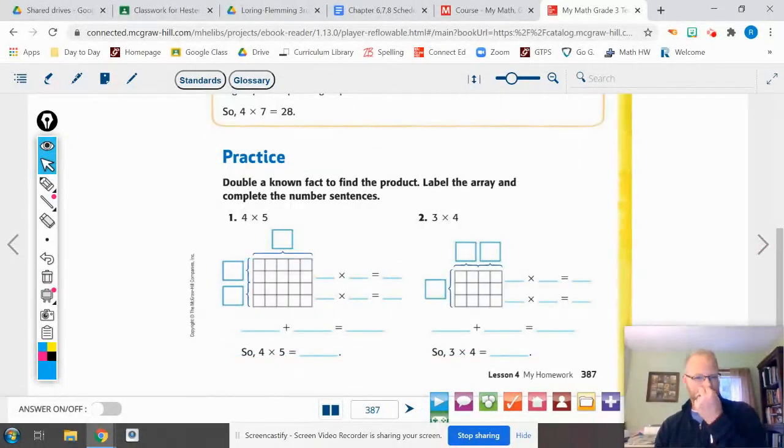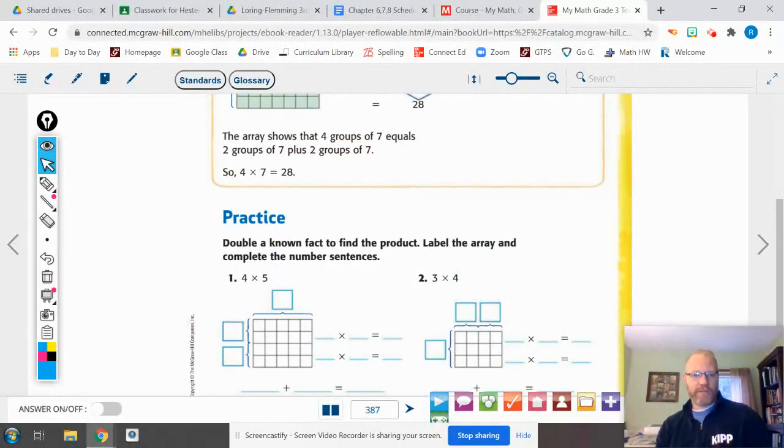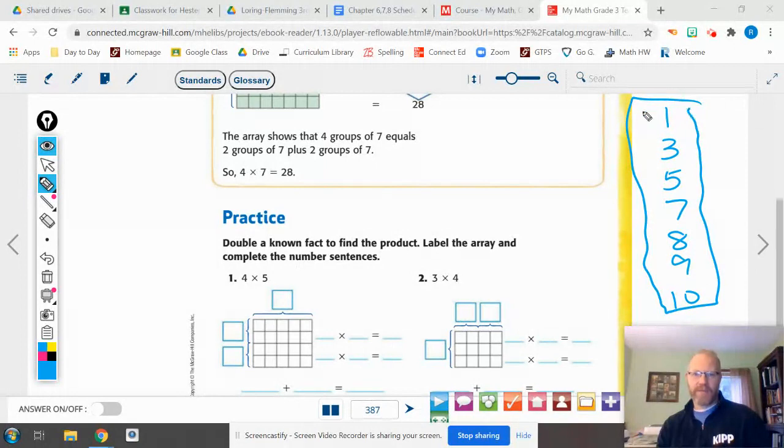Moving forward, your homework. For homework tonight, you are completing numbers 1, 3, 5, 7, 8, 9, 10. So circle those numbers on your homework and get yourself started.